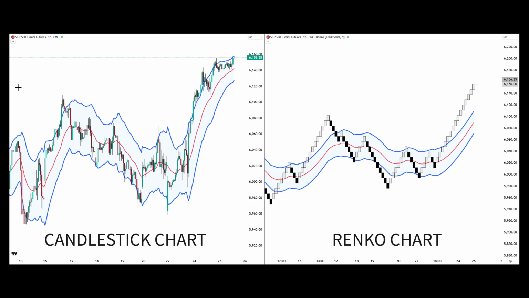Now let's focus in on the Renko chart. What the Renko chart does is take out the noise. Just really look at these nice strong trends, really clear breakouts that we've got. We've got really obvious reversal points.